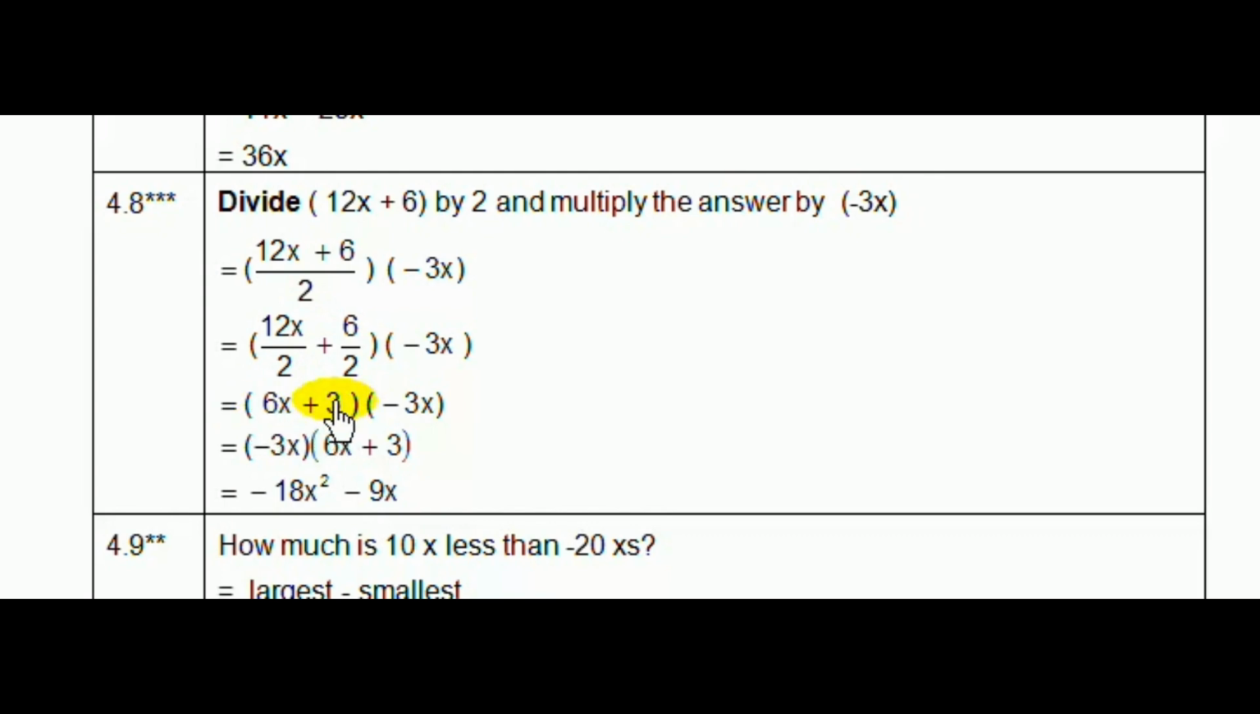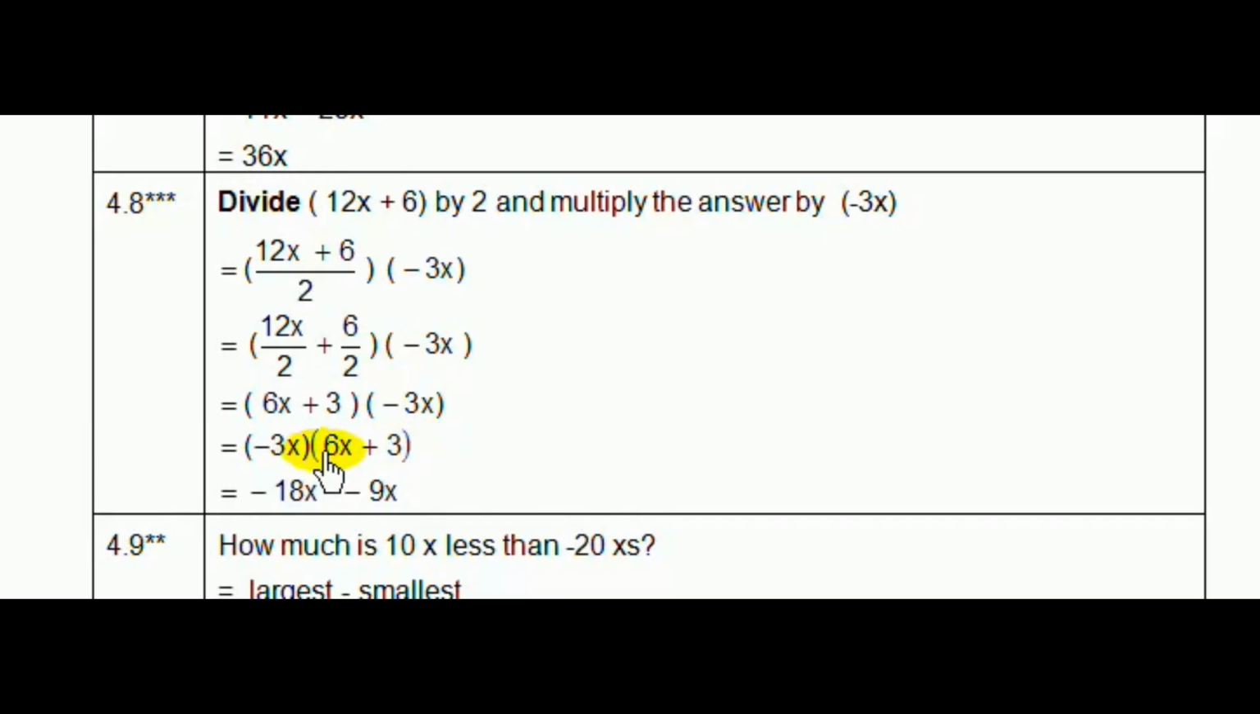Now we have a bracket that we have to multiply with the other bracket. Now I do like the one term in front. You can swap that around. The commutative law will allow you to do that. So put the minus 3x in front, and now you multiply each one with each one.